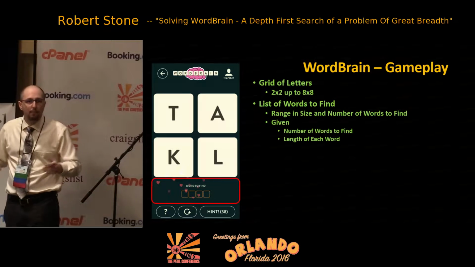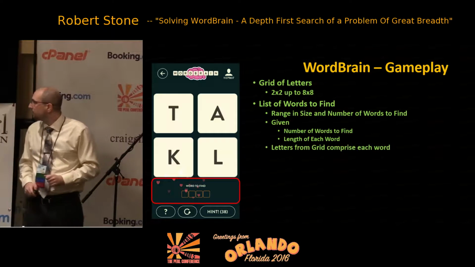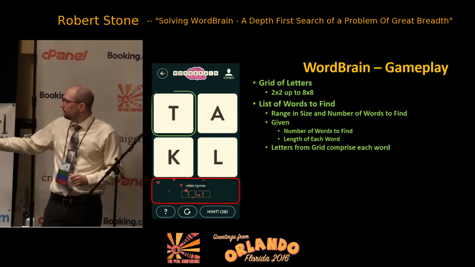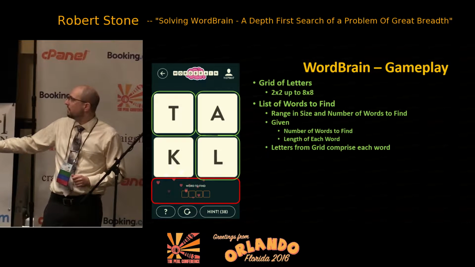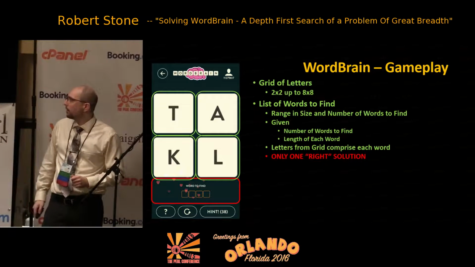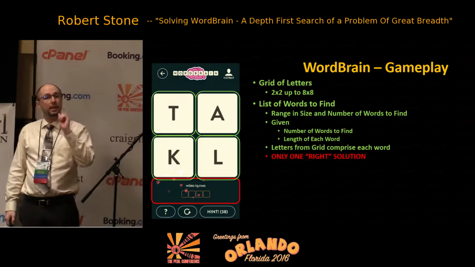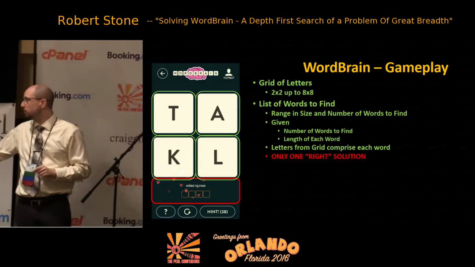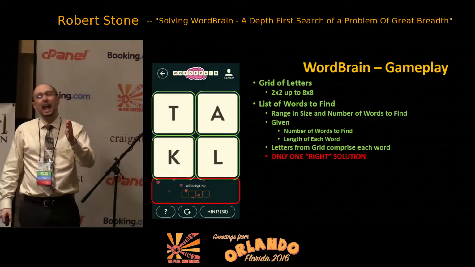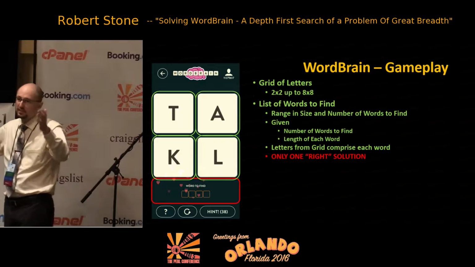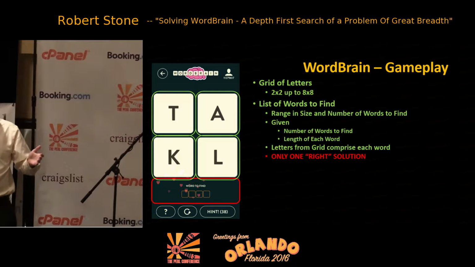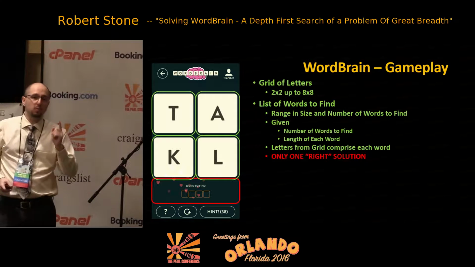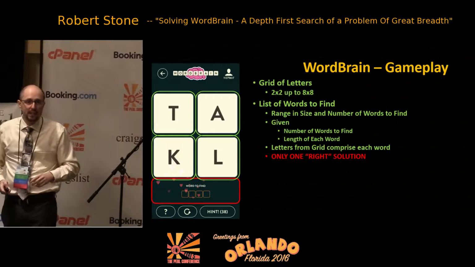So it does always sum, but it does vary. The letters from the grid, these grids right here, they actually comprise that word. What's important is that there is only one right solution here. Okay? You might actually be able to spell out 15 different words with the letters given, but there really is only one answer that the game will accept.